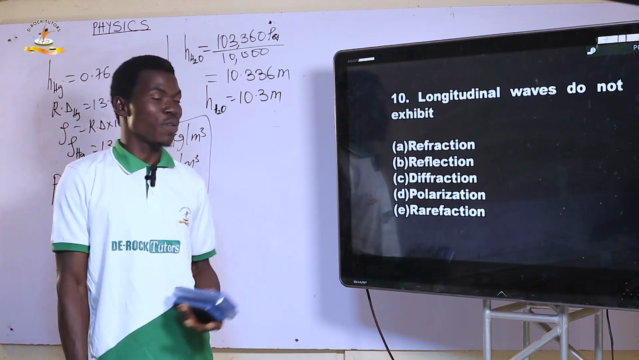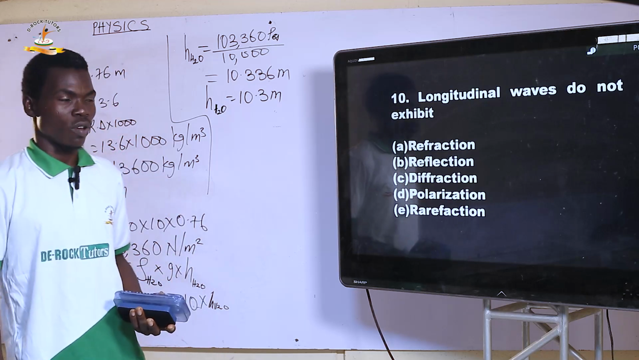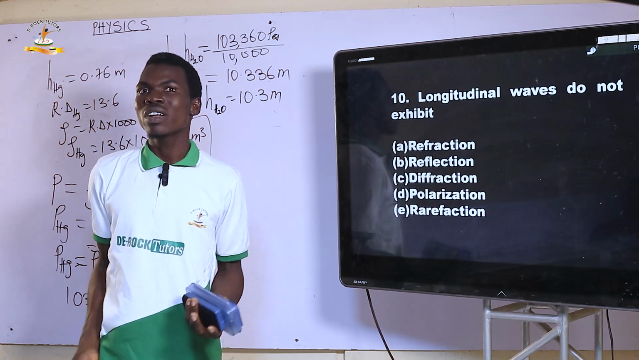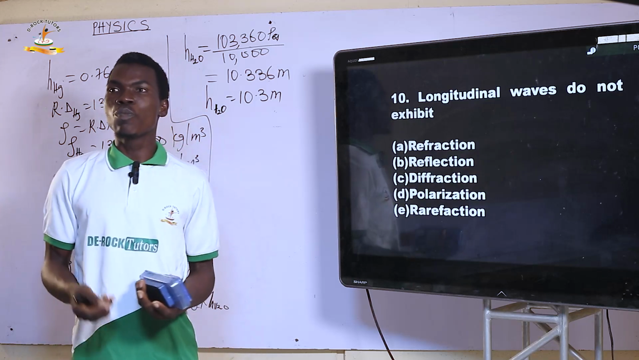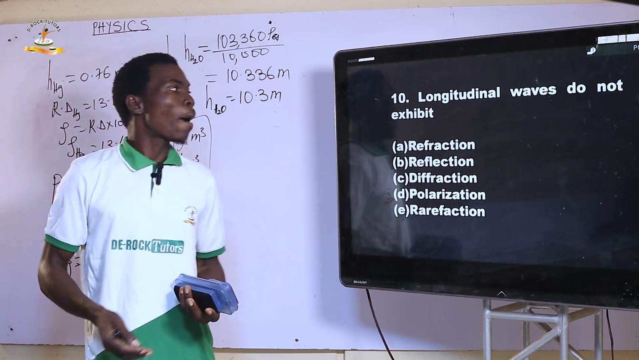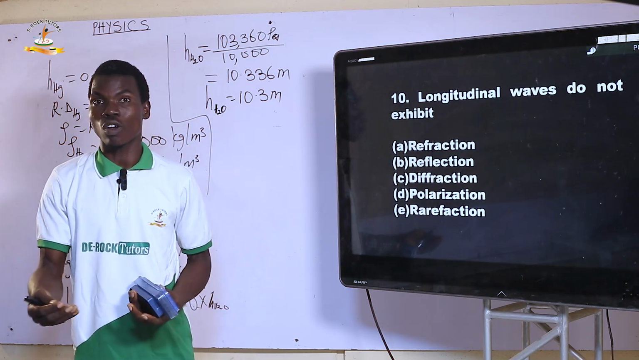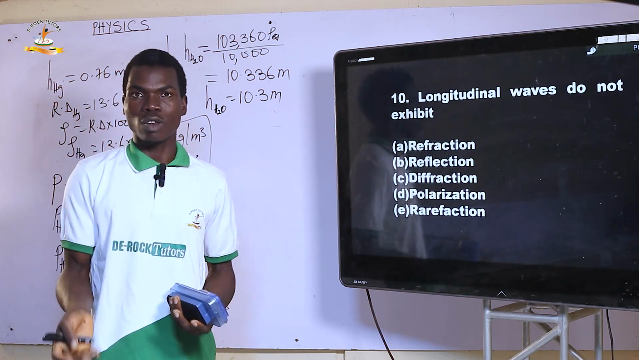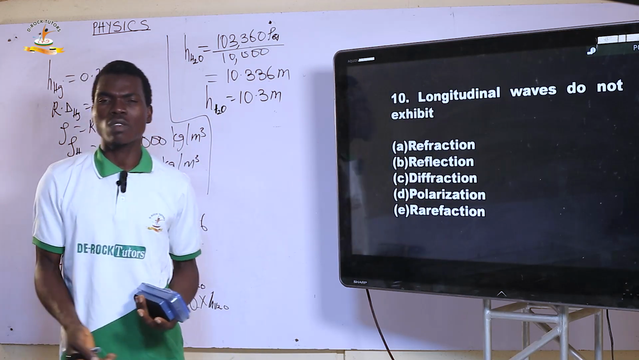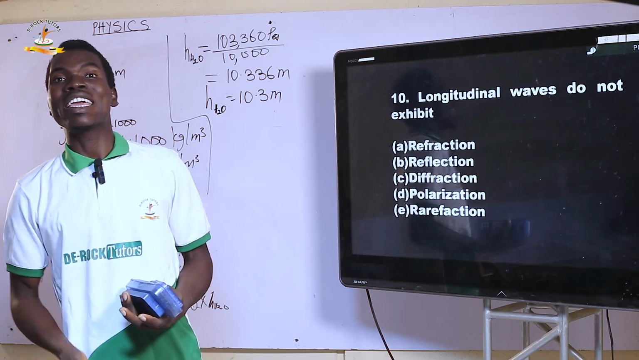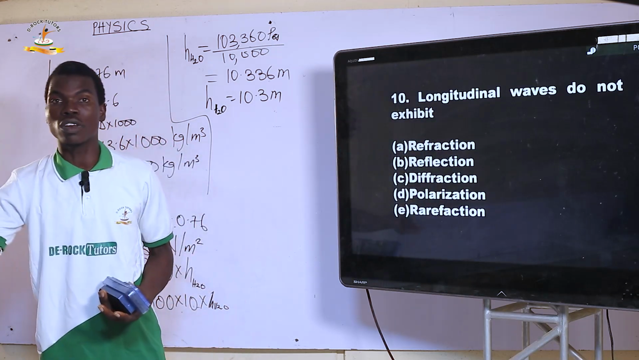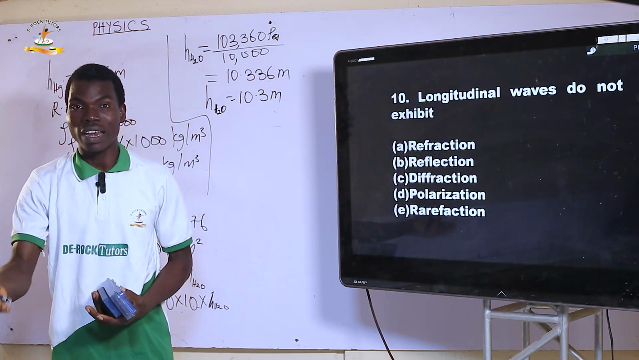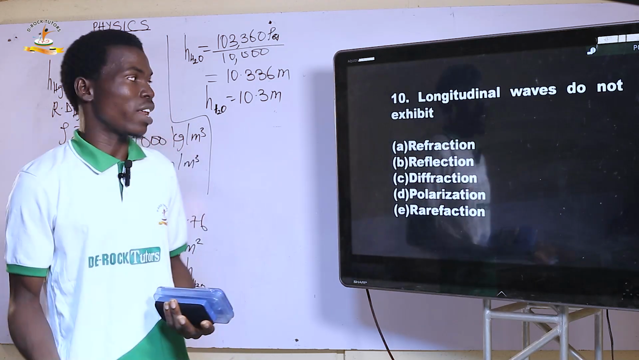Longitudinal waves do not exhibit. So we need to know what longitudinal waves are. We have two classifications of waves, both based on their modality of transportation, or the mode of movement. We have the transverse wave and the longitudinal wave. In transverse wave, the wave is moving in perpendicular direction to the energy producing it, whereas in longitudinal wave, they move in parallel or in the same direction with the energy producing it.